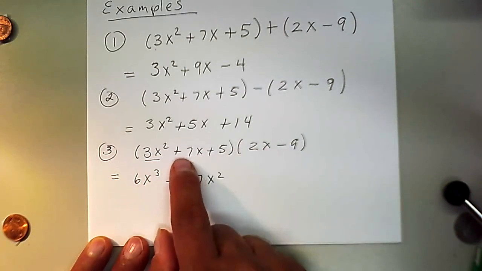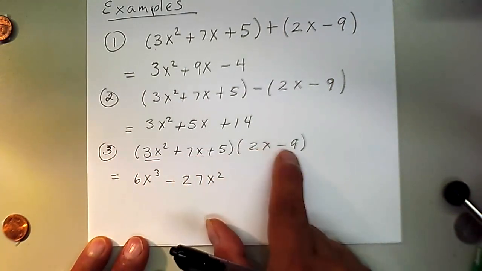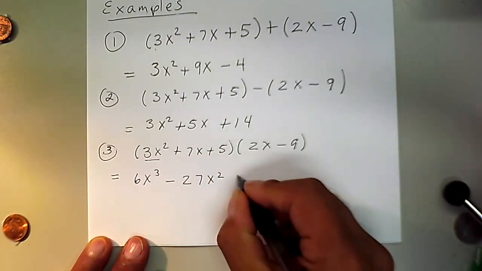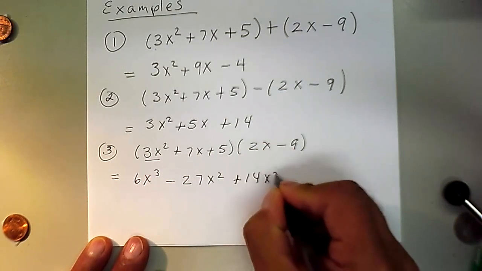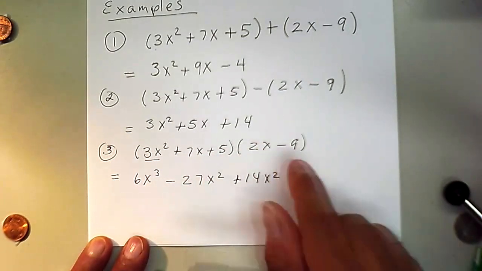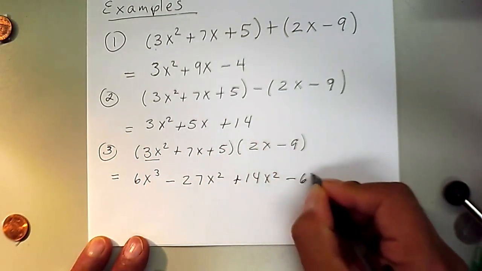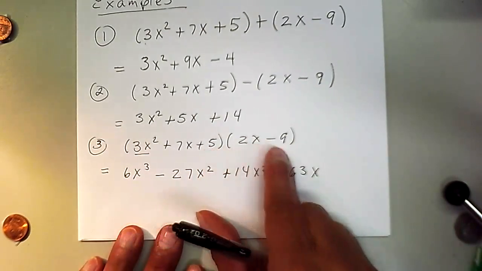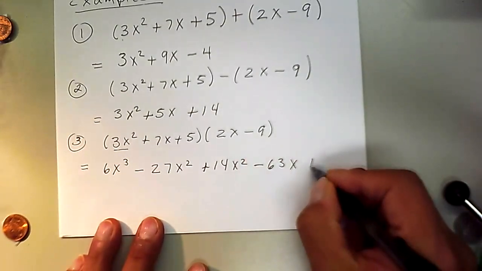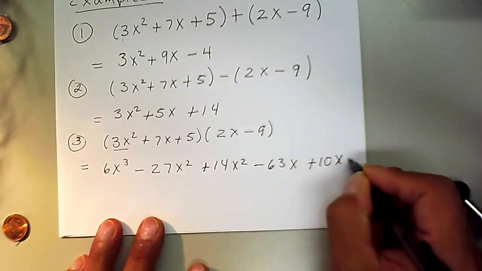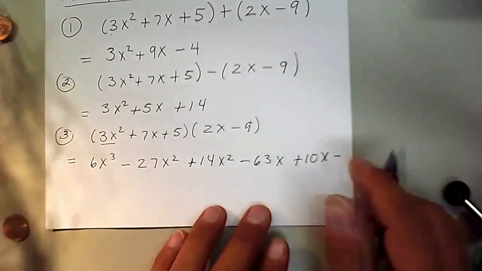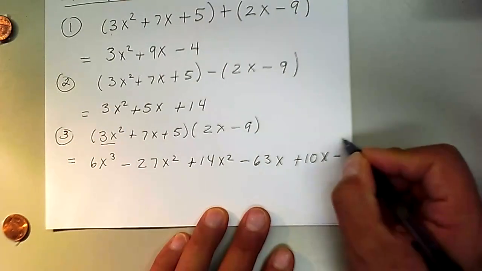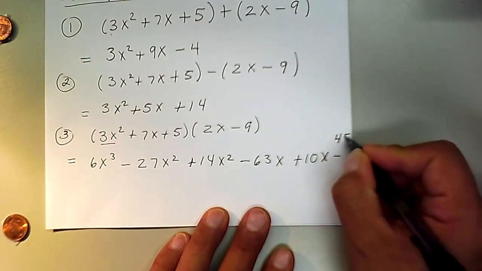Now we multiply 7x times those two terms. So 7x times 2x will be 14x squared. And then 7x times negative 9, negative 63x. Finally, we multiply the 5 with those two, giving us 10x minus 45. I'm going to try to put a 45 here.